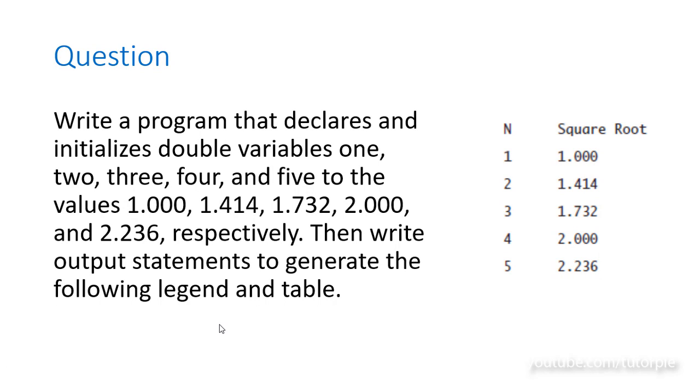Okay, now let's try to understand this question. It's a very simple question where you need to create some output using some variables. Now the question says write a program that declares and initializes double variables 1, 2, 3, 4 and 5 to the values 1.0, 1.414. There are 5 values you need to give for these 5 variables.